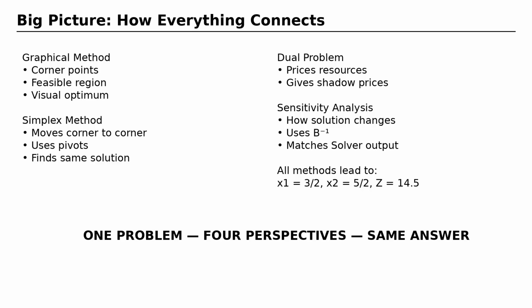We solved the same problem in 4 different ways. The graphical method showed the feasible region. The simplex method moved from corner to corner. The dual problem revealed the value of resources. Sensitivity analysis showed how changes affect the solution. All approaches lead to the same answer, giving both intuition and mathematical insight.